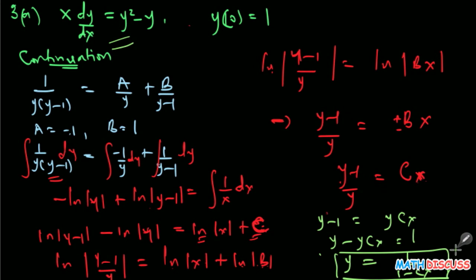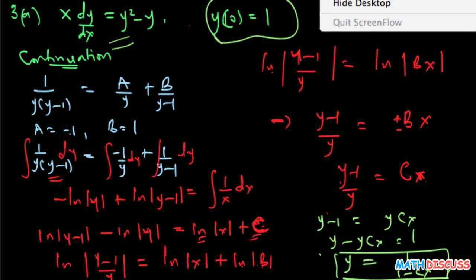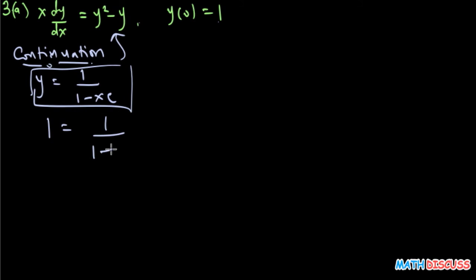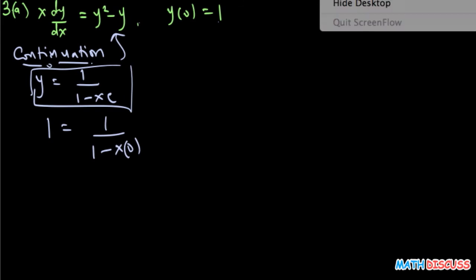So the next thing we are going to do is to use the initial condition so we can find a particular solution for the initial value problem. So in continuation, we had this as the general solution of this differential equation. Now to implement the initial condition we were given, we are told that when x equals 0, y is 1. So when x equals 0, y is 1, you have 1 equals 1 over 1 minus x times 0. Oh, sorry, this should have been.